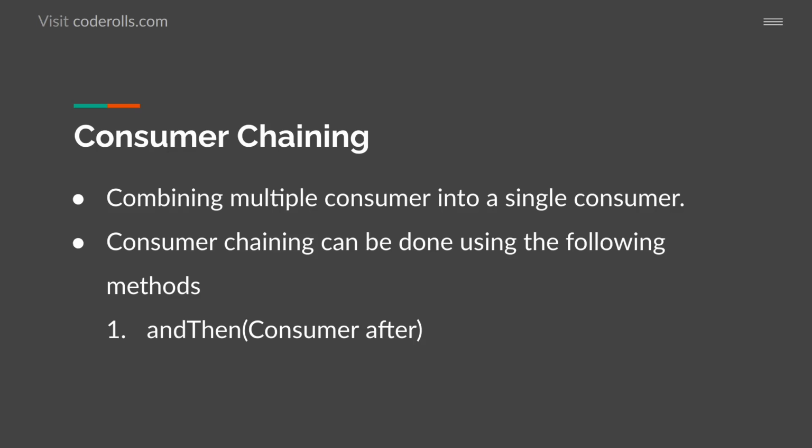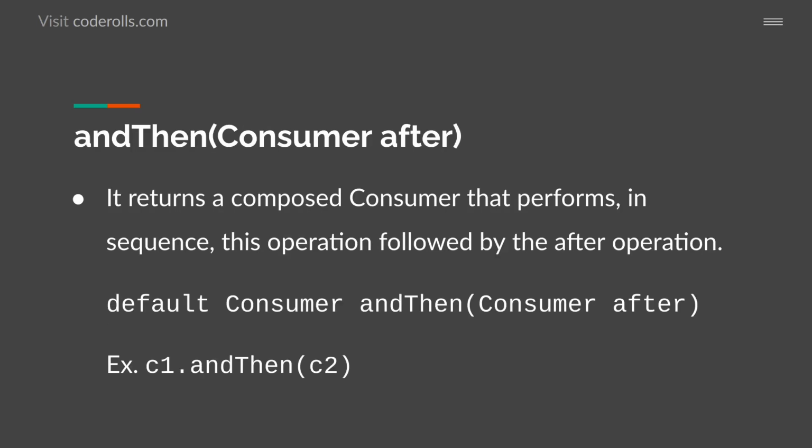So if I have multiple consumers and I want to apply them all on a single argument, I can do consumer chaining. There is only one method for consumer chaining and it is andThen. So let's check it. Basically the andThen method will return a consumer that performs the operation first on this consumer and then the after one. So you can see the method definition below. It is returning one consumer and it will accept a parameter after, which is a consumer.